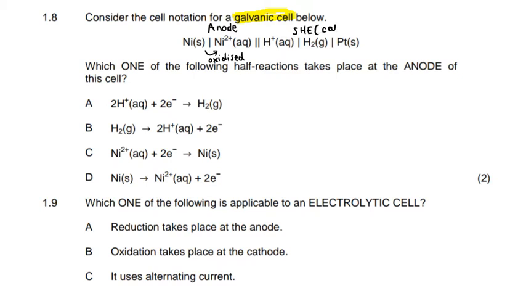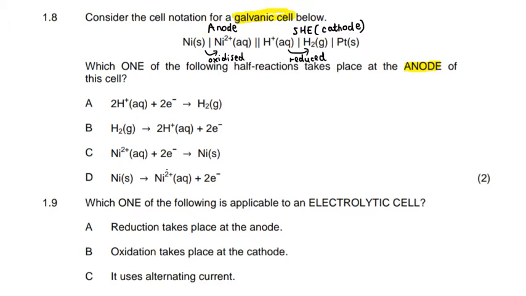You have it connected to the cathode at the moment, so your standard hydrogen electrode is currently in cathode mode. In other words, the hydrogen plus ions are being reduced into hydrogen gas, which is bubbling out. Now it says, which one of the following half reactions takes place at the anode of the cell? At the anode, we see the oxidation of nickel solid. So that's all we have to be looking for.